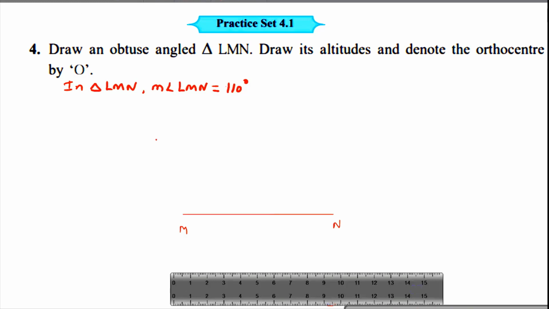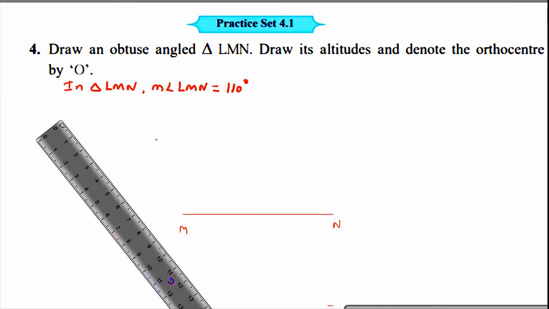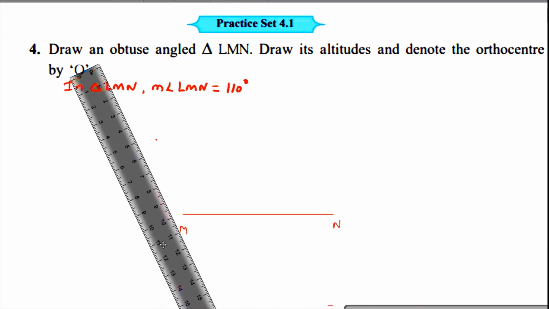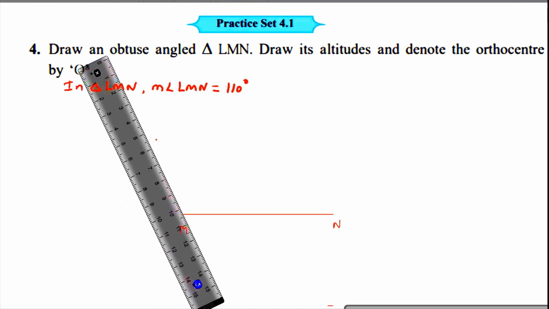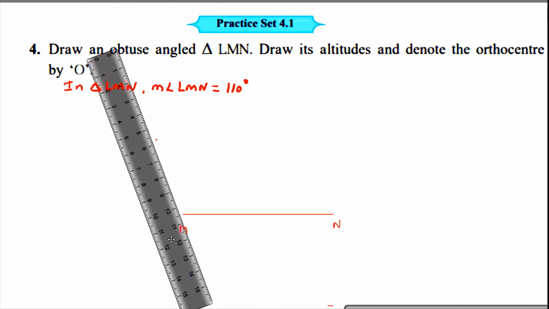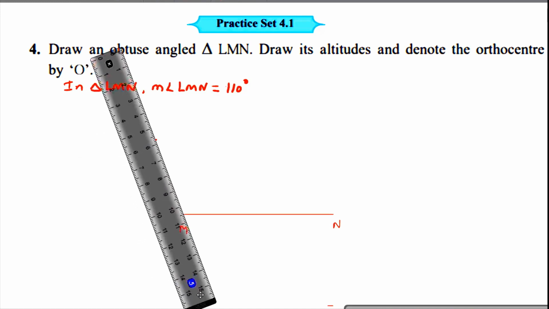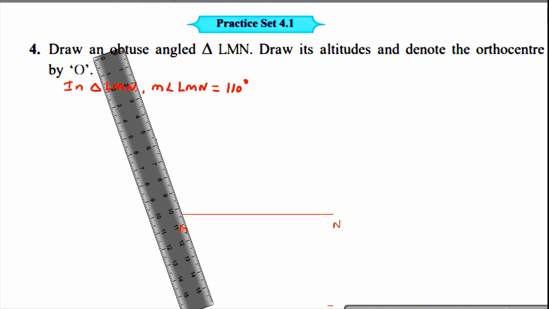Remove the protractor and draw the ray from point M through the point at 110 degrees with the help of a ruler. We know that the orthocenter of an obtuse angle triangle is outside the triangle. So extend this line on both sides.